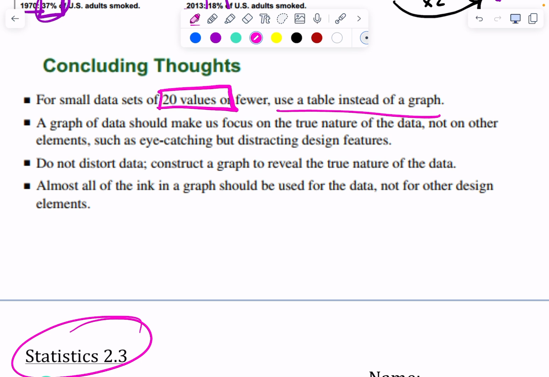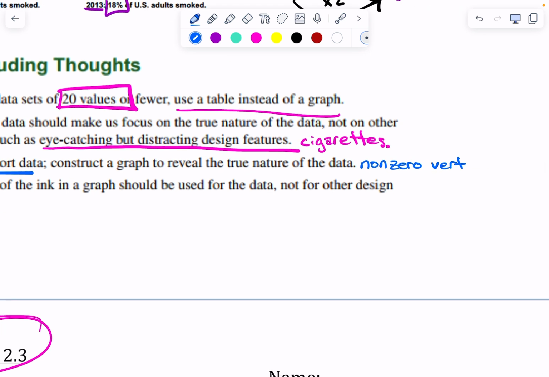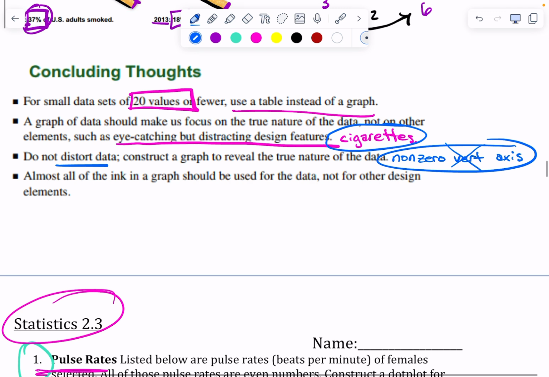Okay, a graph of data should make us focus on the true nature of the data, not on elements such as eye-catching or distracting design features, like the cigarettes. Don't do pictures, okay? I should focus on what the data is representing, not the image that's associated with it, okay? Do not distort the data by using a non-zero vertical axis. Bad. Don't do that. Okay? I'll do a circle around that one too.